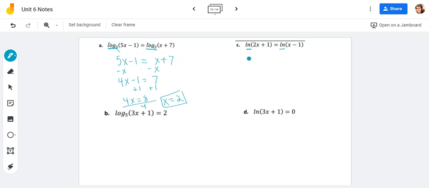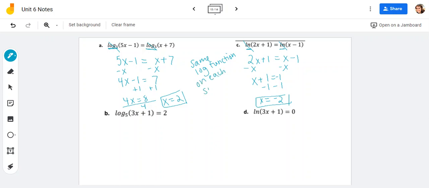If we look at this other example, again, because of the natural log and the natural log on each side, I can cancel those. So I'm left with 2x plus 1 equals x minus 1. And then I can solve for x, and I get x equals negative 2. So when we have the same log function on each side, we can cancel them.